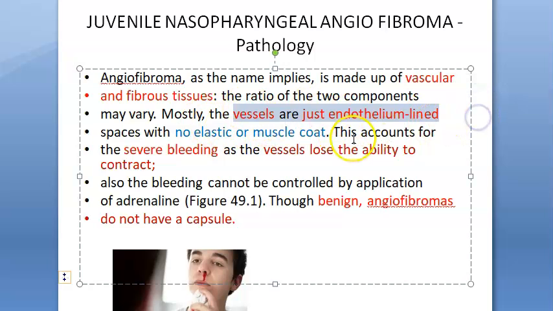these vessels which are growing are just endothelium lined spaces. There is no elastic or muscular coat, right? So they have lost the ability to contract. These vessels lose the ability to contract, and hence there is severe bleeding. And though this is a benign condition, they do not have a capsule.